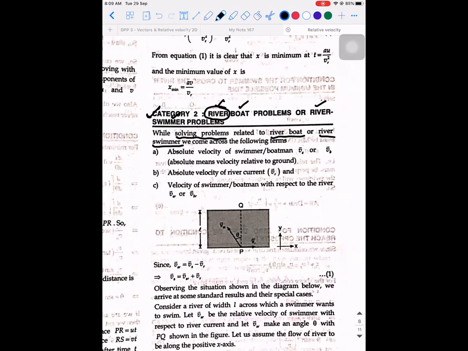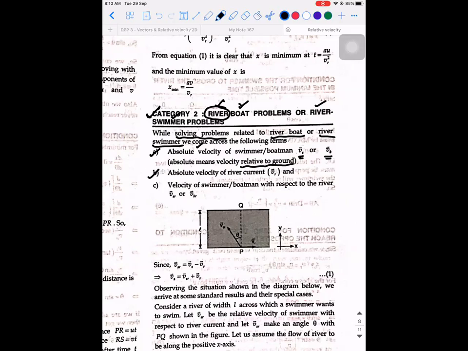Right? For me to think about relative, I need the absolute velocities of all the objects that are involved in the process of relative. So I need the absolute velocity of the river, which is called as VR. I would need the absolute velocity of the boat, which is called as VS. VS stands for velocity of swimmer, or BB. BB stands for velocity of boat. So when I say absolute velocity, it is measured with respect to ground.